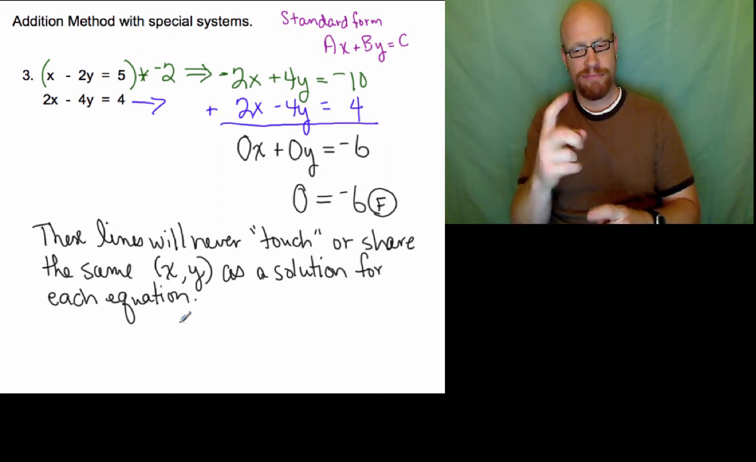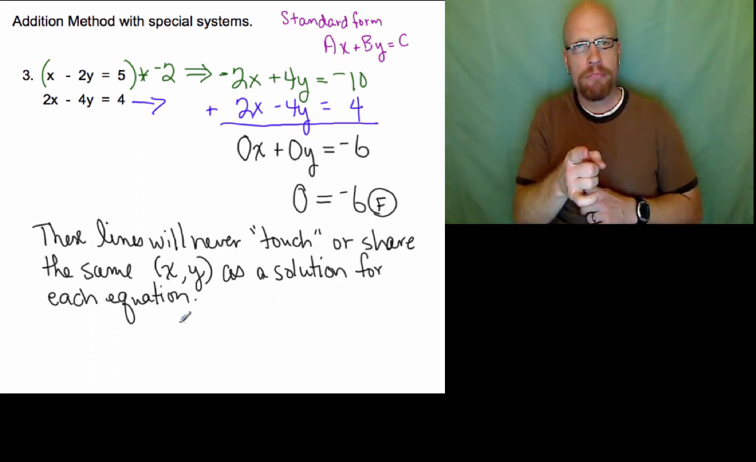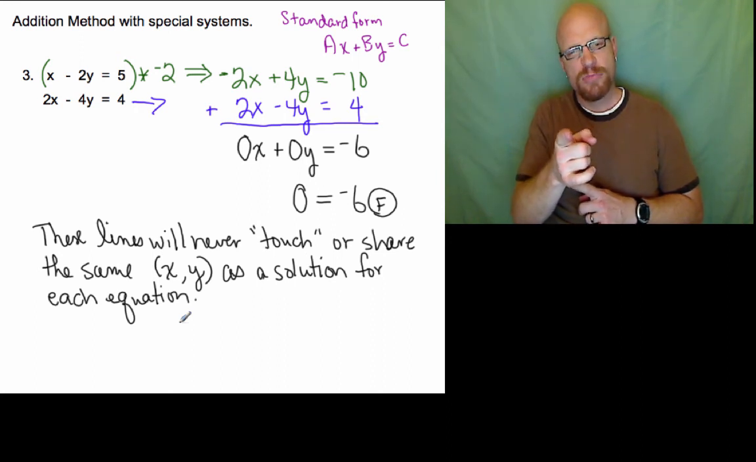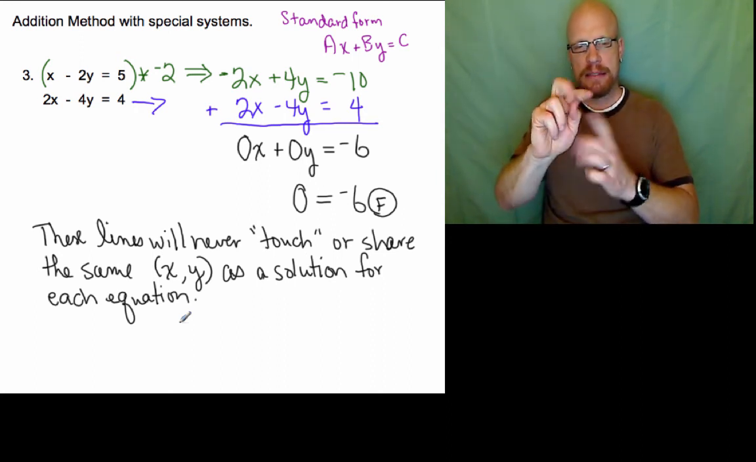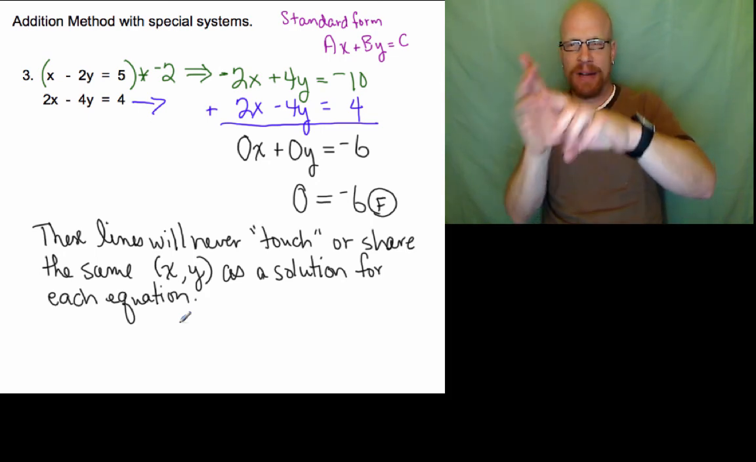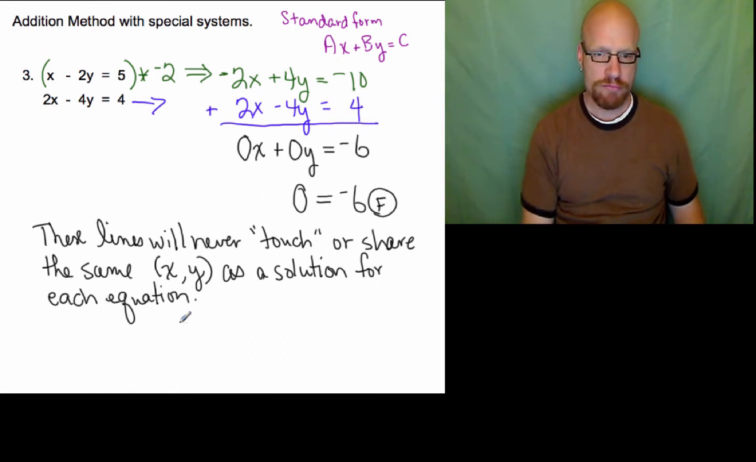So, like we just talked about a minute ago, there is no singular point that these two lines share. So we would say it's inconsistent. The lines are parallel. They never occupy the same space on the graph. They never share a point.